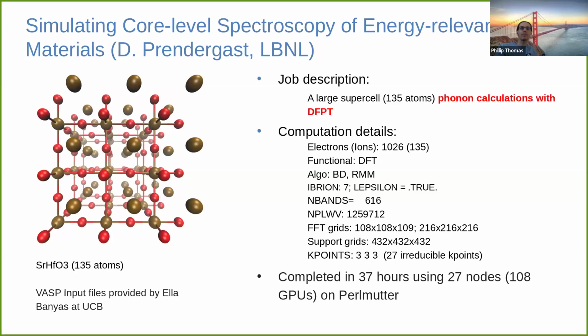In this third test case, we're simulating spectroscopy of energy relevant materials. And this job is a phonon calculation using density functional perturbation theory. And this phonon calculation is similar to a frequency calculation for molecules, which involves computing second derivatives of the potential energy surface with respect to displacements. So this is a more challenging type of calculation than a simple energy evaluation. This kind of job used large FFT grids of 108, 216, and 432, and this took 37 hours to run on 27 GPU nodes.